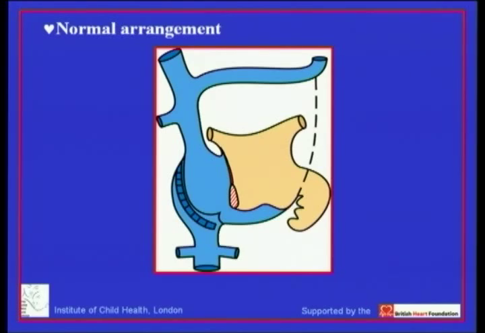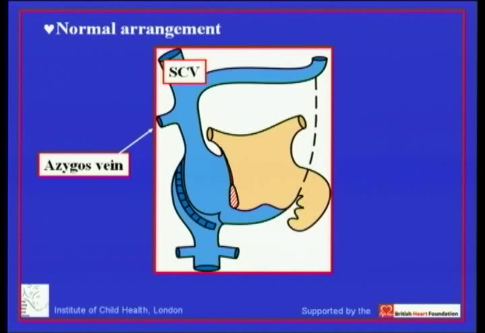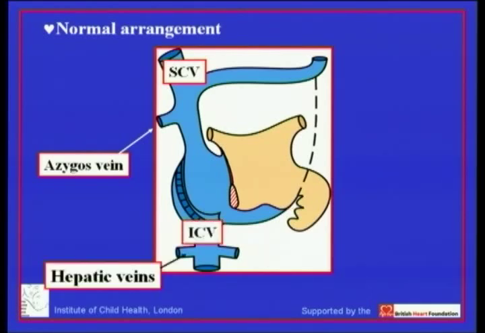know what is normal. So we've produced this cartoon for you, and you see that here we have in blue the systemic venous tributaries, and in brown we have the pulmonary venous tributaries, or the left atrium. And so in the normal situation, draining the blood back to the right side of the heart, we have the superior caval vein, draining into that the azygos vein, and we have the inferior caval vein receiving the hepatic veins.